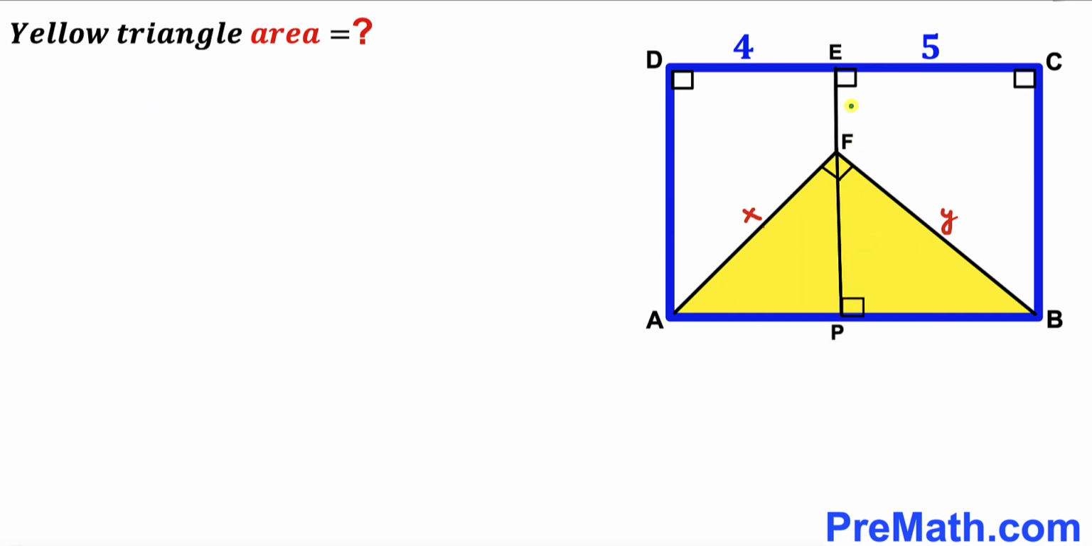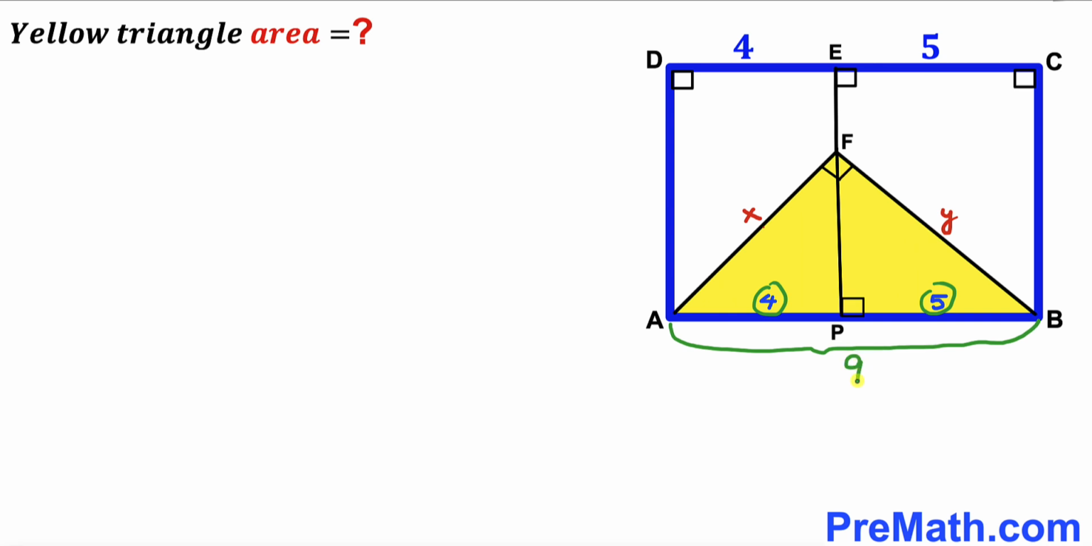In this next step, I have extended this perpendicular EF all the way to point P. So FP is perpendicular to side AB. Let's make an observation. We know DE is 4 units, so AP is going to be 4 units as well. Likewise, EC is 5, so PB is going to be 5 units as well.